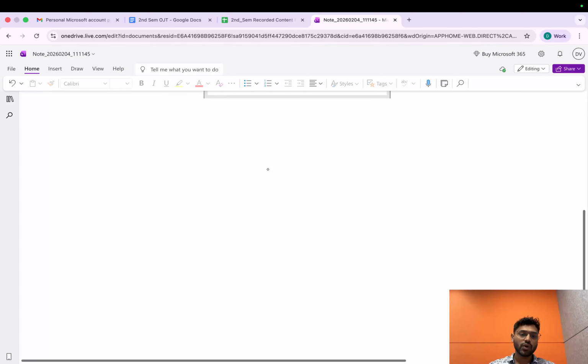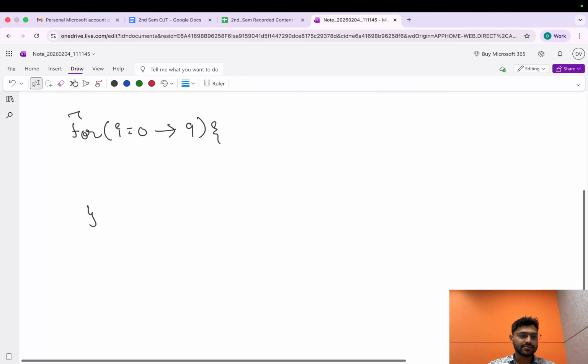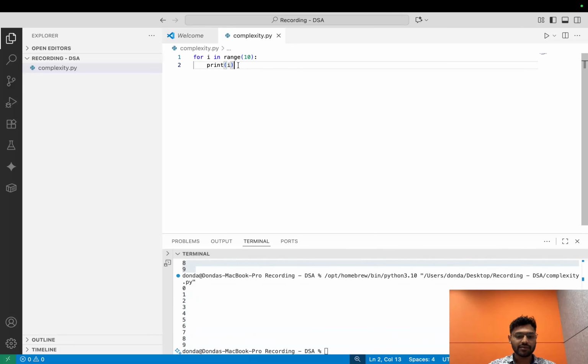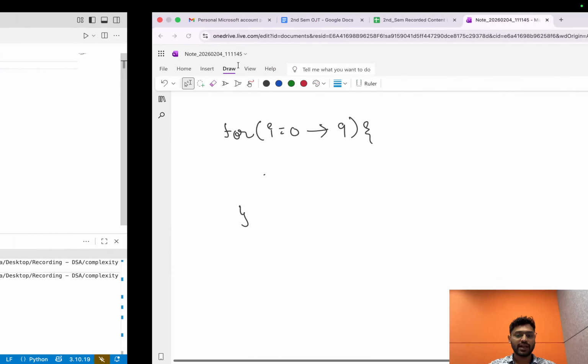I'm going to show you with an example. There is a simple for loop, and it is running from 0 to 9. How many times are we running the loop? I'm going to run it for you. For i in range 10, I am going to print numbers from 0 to 9, and I am running 10 times, right?